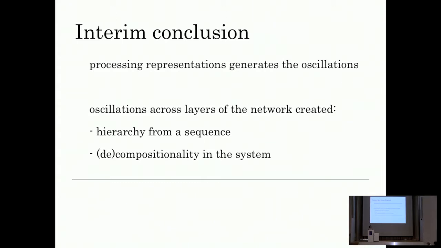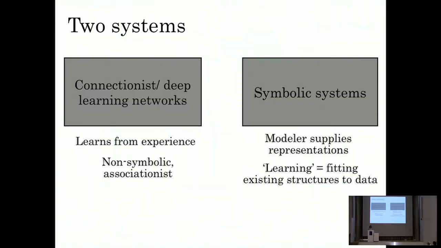Right? Just to say it in a different way, it's the processing of the representations in this system that generates the oscillations, right? So oscillations across the layers, across the whole network, got you hierarchy from a sequence and preserved decompositionality. So where does this leave us? If we go back to the 2 systems distinction here, it's great we showed that the symbolic system can give us these oscillations, but we want to be able to learn that. Otherwise, it's not really facing the hard problem, right?